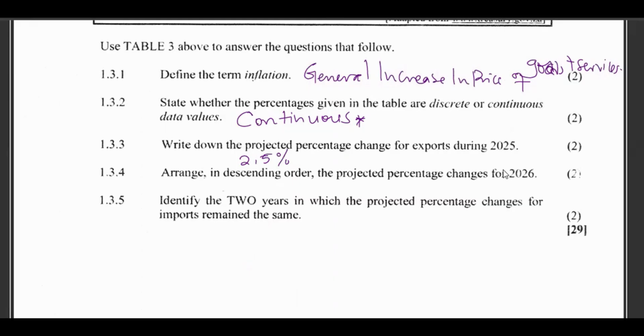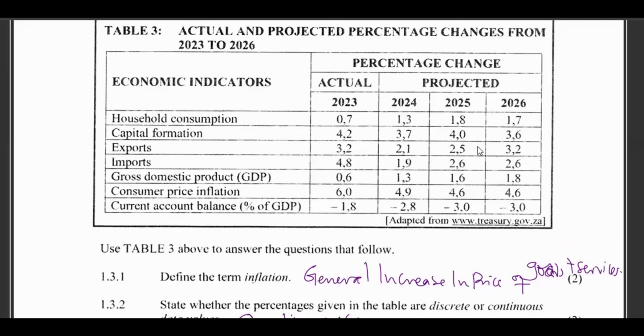Arrange in descending order the projected percentages of 2026. We're going to do descending order, big to small. So we go to our percentages and look at that. Number 1 will be the biggest, which is 4.6, followed by 3.6, followed by 3.2, followed by 3. Sorry, this is a negative, it can't be.